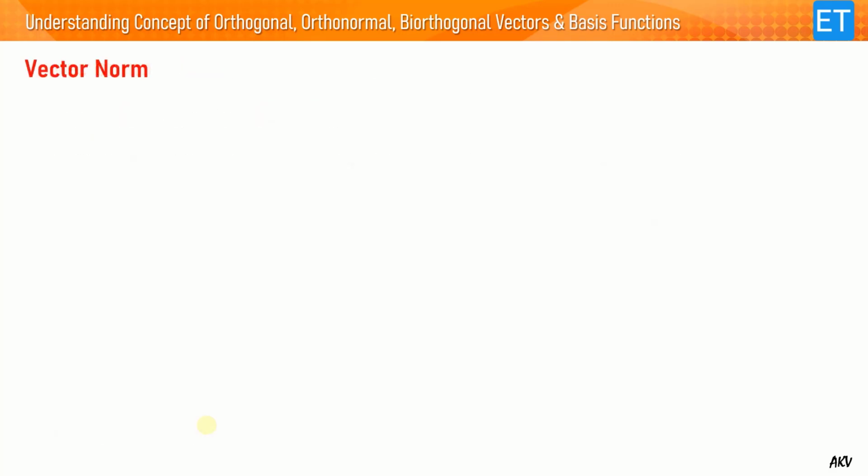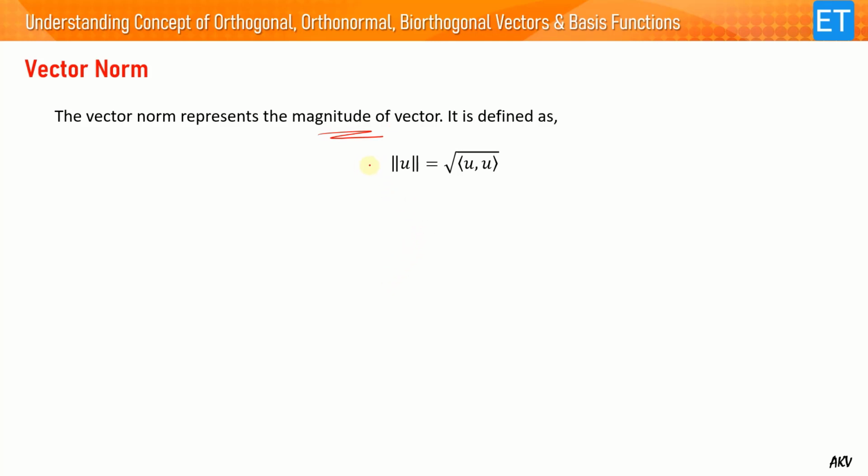Now let's see what is vector norm. Actually, vector norm represents the magnitude or length of the vector. It is defined in terms of the inner product by this operation. These two vertical lines represent the vector norm. So the vector norm of u is the square root of its self inner product, u and u.